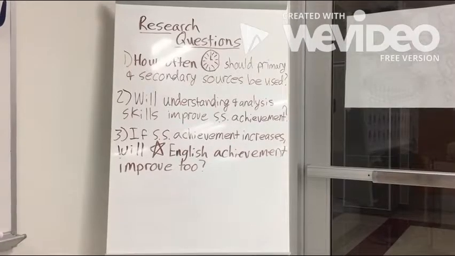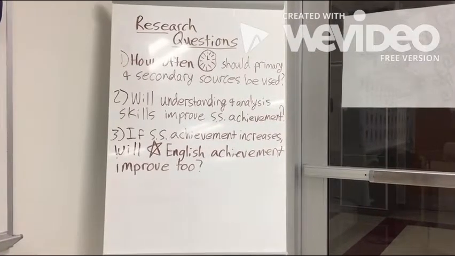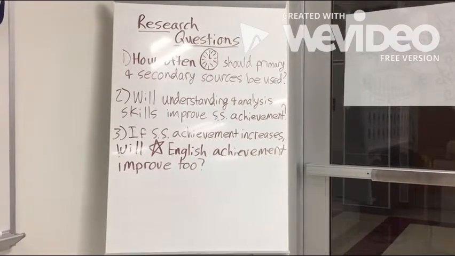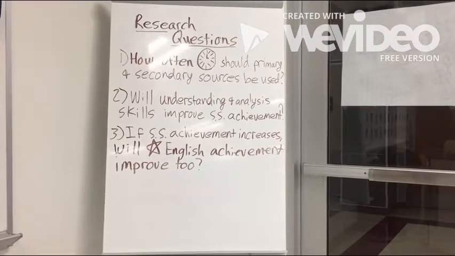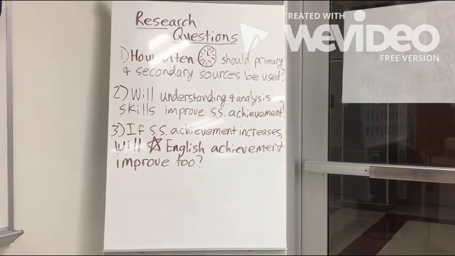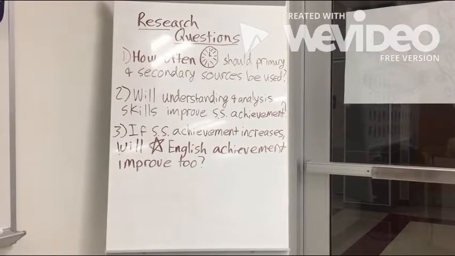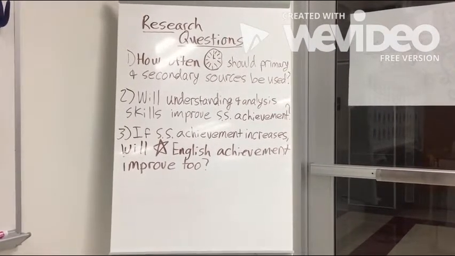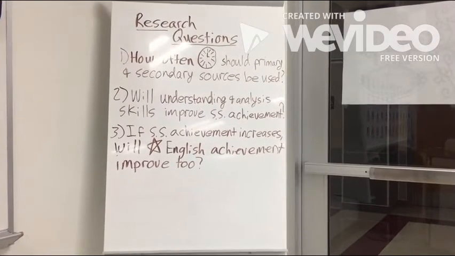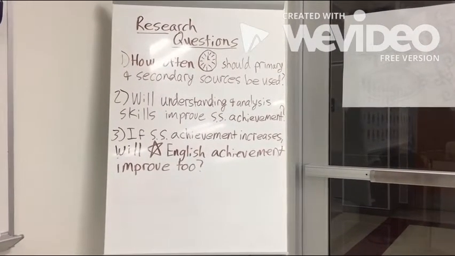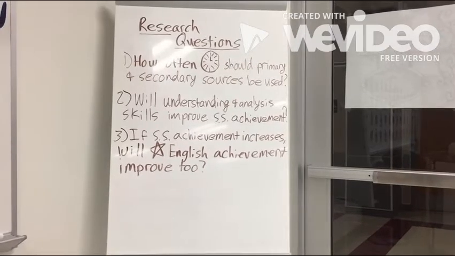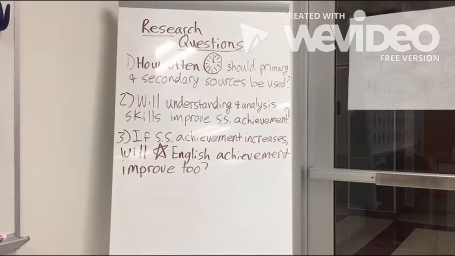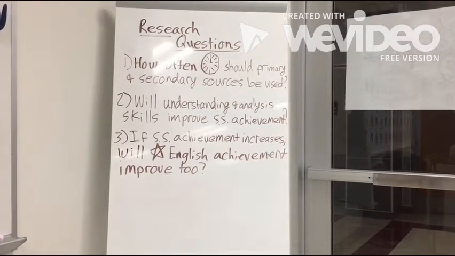The research questions are, number one, if primary and secondary sources are to be taught and used successfully in the social studies class, how often should primary and secondary sources be taught and used? The second question, as students gain proper understanding and analysis skills, will this improve their assessment grades in the social studies class? And third, if students have proper understanding and analysis skills that are showing results in the social studies classroom and on their assessments, will we then see even slightly improving STAR English scores?